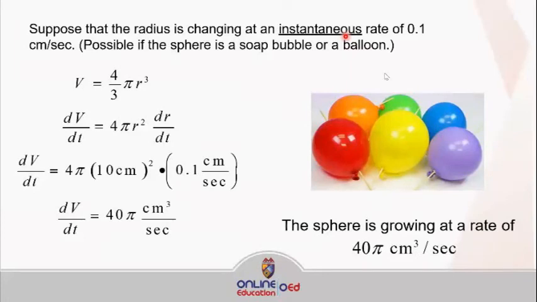Possibly if the sphere is a soap bubble or a balloon. So here's the example. We have here a soap bubble or a balloon. For this problem, it is almost the same as our first problem. So we have the formula V is equal to 4 over 3 pi r raised to 3.